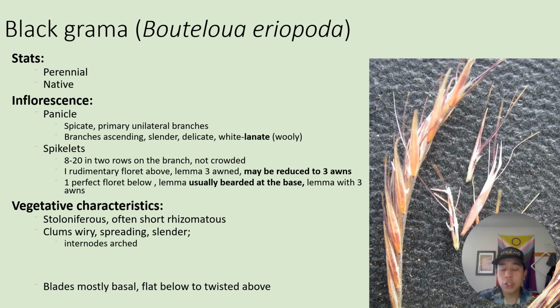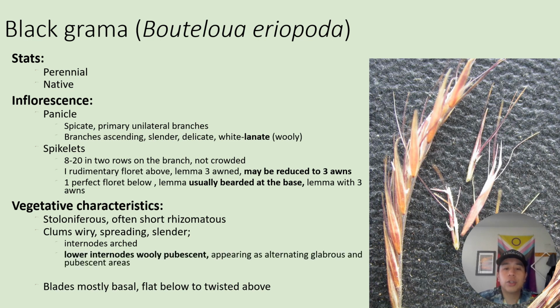The internodes are often arched, so those are like those little nodes, those little bumps kind of going up in between the grasses, and oftentimes they're kind of more definedly arched. And the lower internodes are often woolly pubescent. And so we've had this term before. Pubescent means soft type of hairiness, and woolly is really a dense type of hairiness. And it appears as alternating between glabrous and pubescent areas. And so again, glabrous, a review of that term, is a smooth, hairless surface. And so these internodes at the bottom, lower internodes, essentially alternate between glabrous and pubescent. And the sheaths themselves are often glabrous, which again means no hairs.